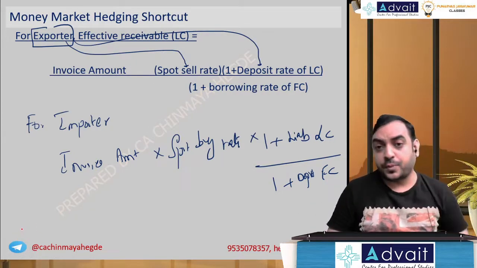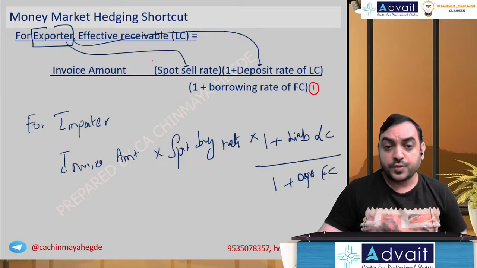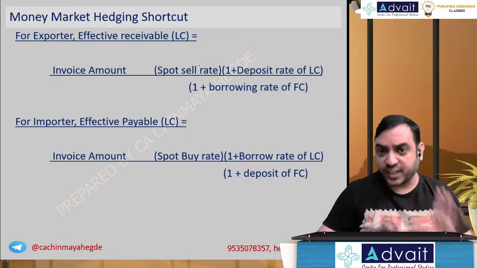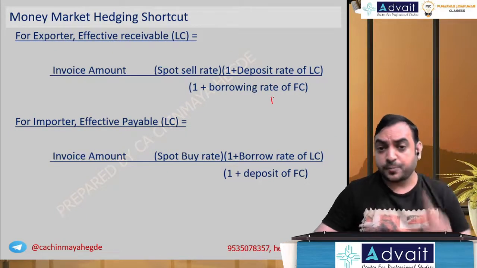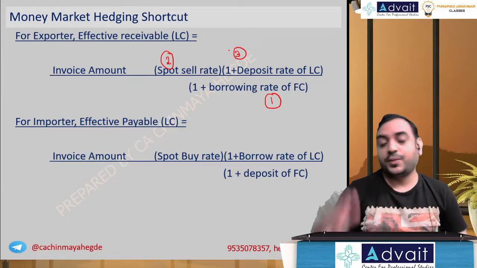So for step purposes, you can follow this format. First step, you do the denominator. Second step, you do spot sell. Third step, you do deposit. I'll explain this. Take a look at this. So if it is for an exporter, first step, I borrow in foreign currency. Second step, I spot sell. Third step, I deposit and it gets matured.